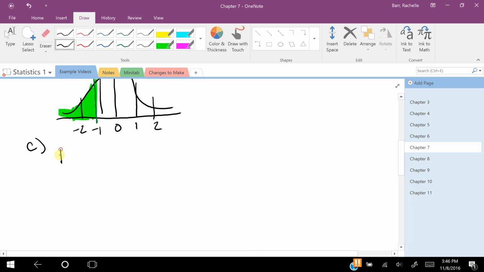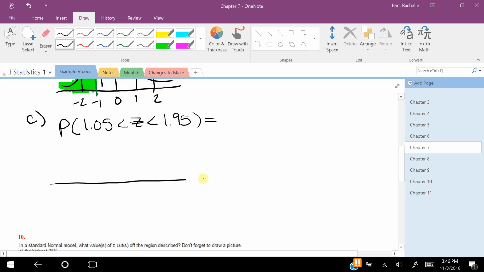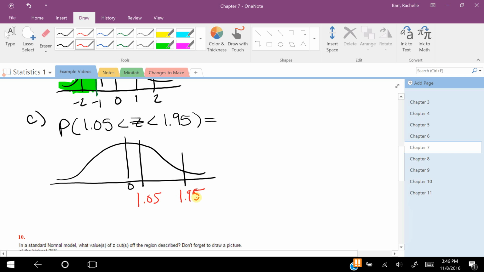Okay, now let's take a look at C. So here I want to find the probability that I'm between 1.05 and 1.95. So I'm going to think about this in 2 ways. If I draw the picture of what's happening, here's my 0. I'll put my 2 values on here, 1.05 and 1.95, and I've exaggerated this a little bit to make it easier to read. And I'm looking at the area in between them.